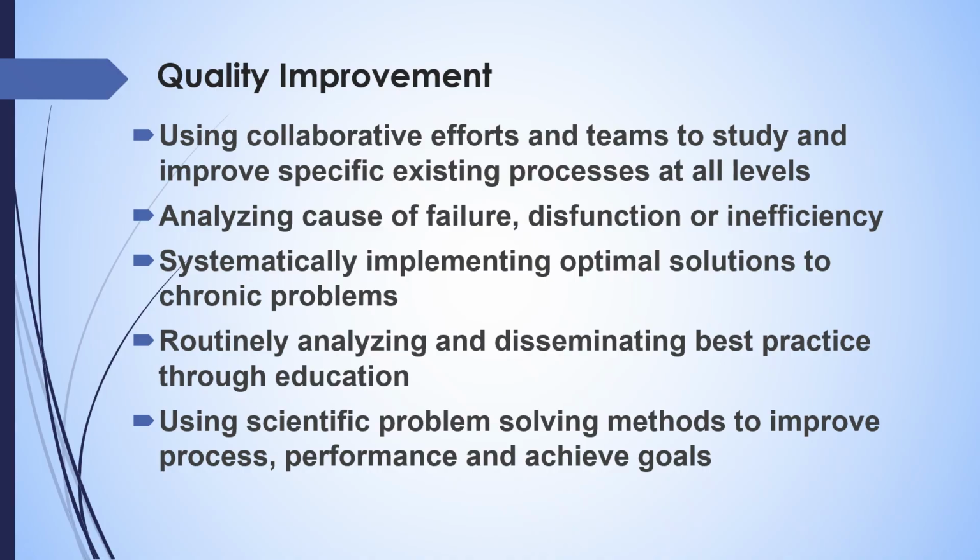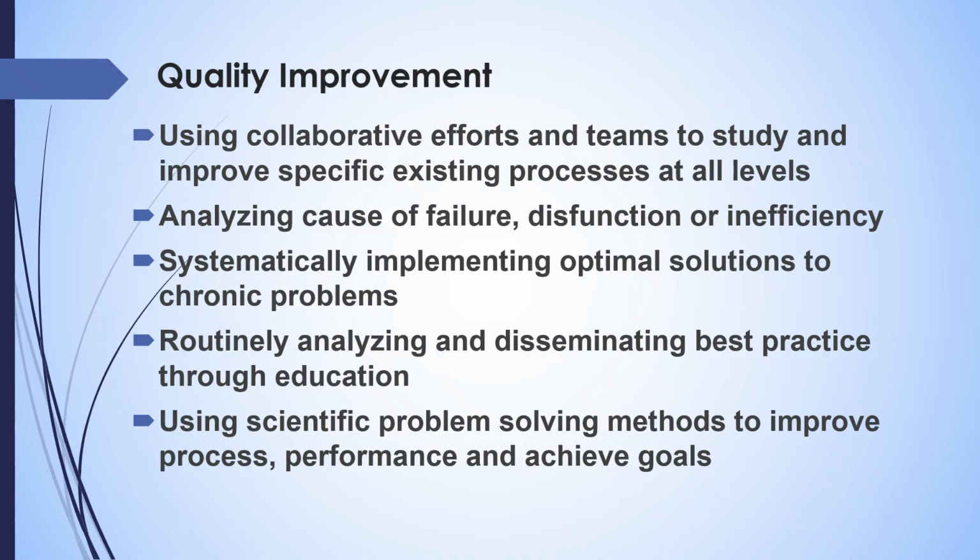So quality improvement is using collaborative efforts and teams to study and improve specific existing processes at all levels. So analyzing the causes of failure, dysfunction or inefficiency, and systematically implementing optimal solutions to a chronic problem. Routinely analyzing and disseminating best practice through education, and using scientific problem solving methods to improve processes, performance, and achieving goals. So that is called quality improvement.